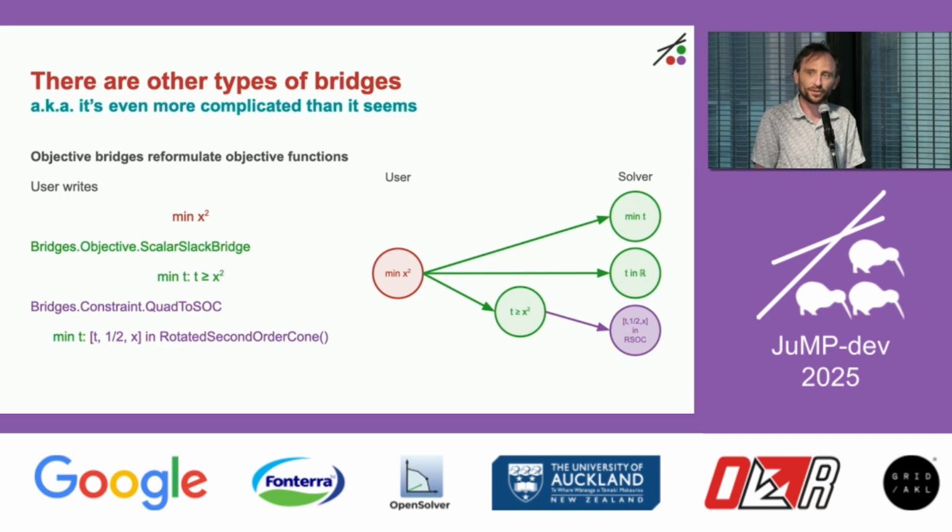In this case, we're going to add a new decision variable t into an epigraph reformulation where we're now minimizing this new decision variable t subject to the constraint that t is greater than or equal to x squared. But t greater than or equal to x squared is a scalar quadratic function inside the set GreaterThan. And maybe the solver doesn't support that constraint type. It actually supports scalar affine function in rotated second order cone. So then there's another bridge from the scalar quadratic function constraint into a rotated second order cone constraint.